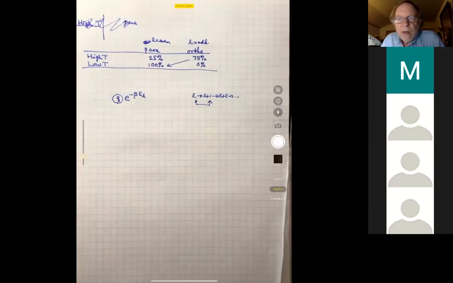Okay, that's all I want to say about the hydrogen molecule and my general introduction to identical particles. Are there any questions about that before we move on to another topic?